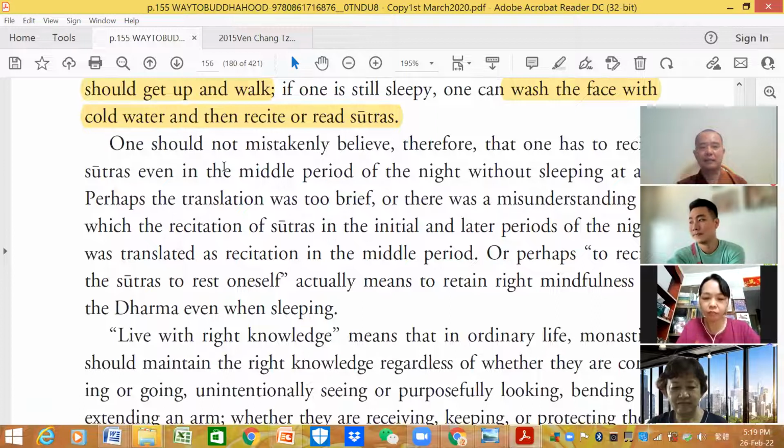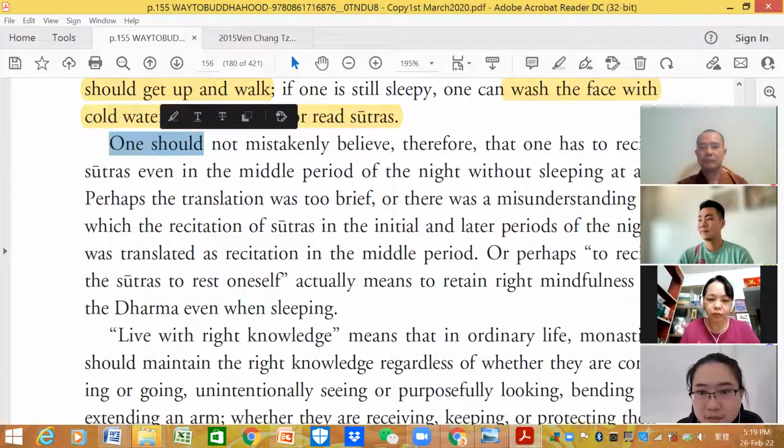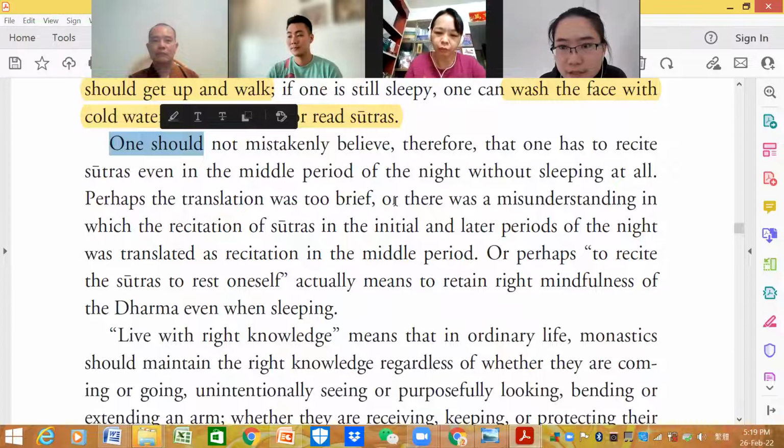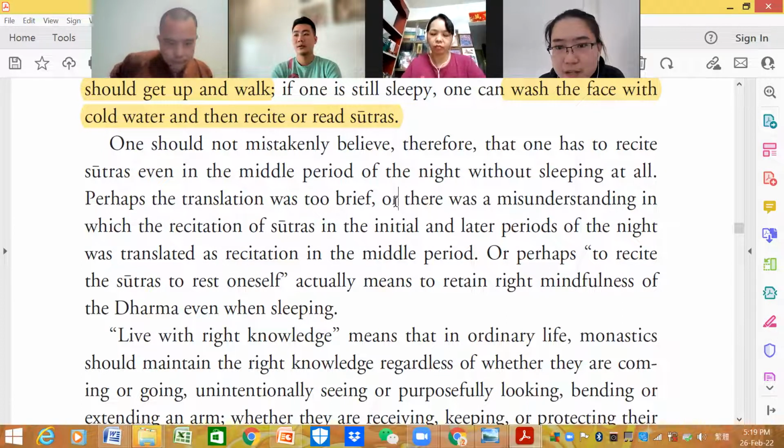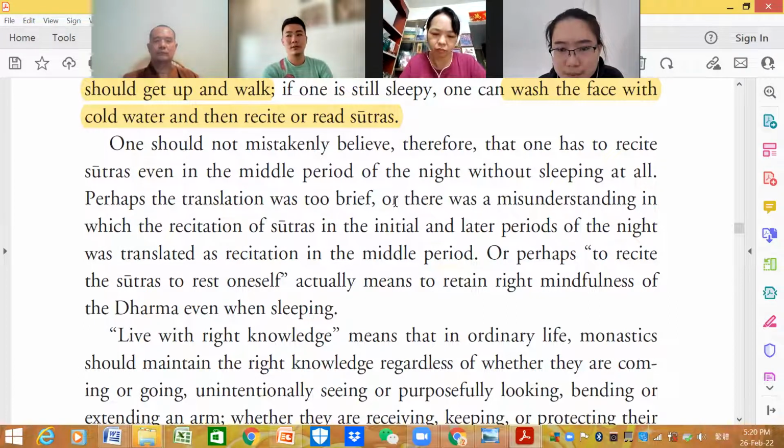One should not mistakenly believe, therefore, that one has to recite sutra even in the middle period of the night without sleeping at all. Perhaps the translation was too brief, or there was a misunderstanding in which the recitation of sutra in the initial and later period of the night was translated as recitation in the middle period, or perhaps to recite the sutra to rest oneself actually means to retain right mindfulness of the Dharma even when sleeping.